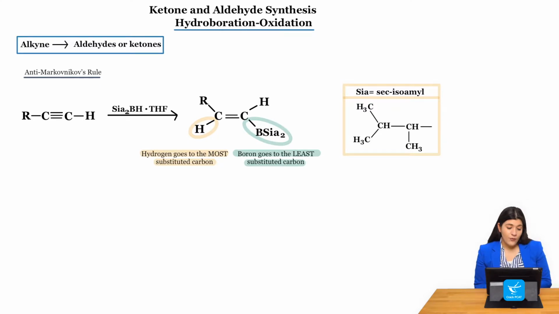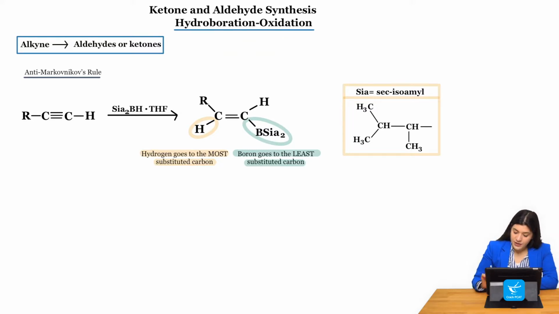Another type that we went over was the hydroboration oxidation, where once again this followed the anti-Markovnikov rule. So recall that we start off with an alkyne, we apply this reagent, or really anything with boron is going to be your giveaway here. And then remembering that your hydrogen is going to go to the most substituted carbon, and the boron goes to the least substituted carbon. So that was hydroboration. After that, we have oxidation.